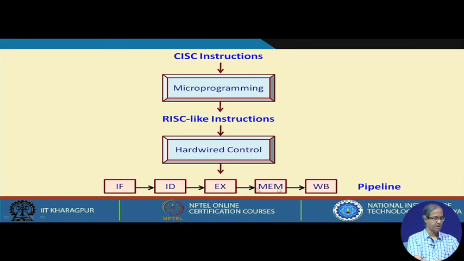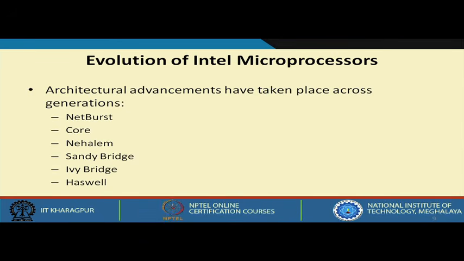Here I am showing the pipeline of MIPS 32. So, that will be something similar to this. You are just using hardware control, you can execute these RISC like instructions on the pipeline. This is how instructions are typically executed in a modern day Intel processor.